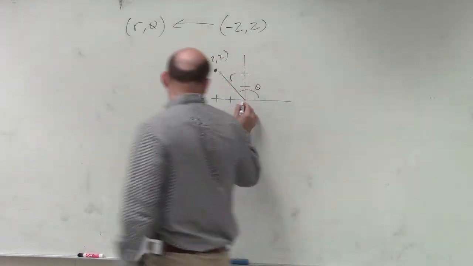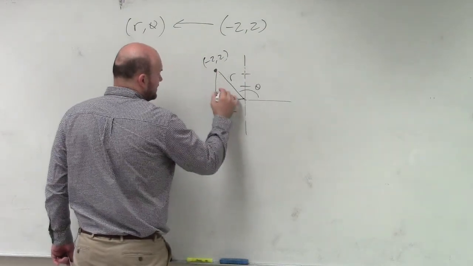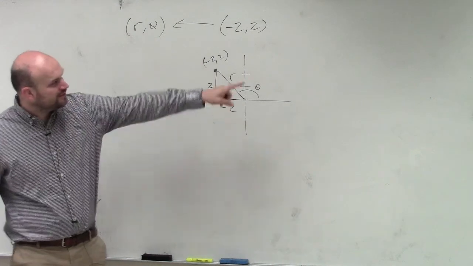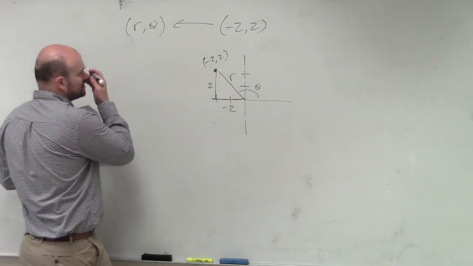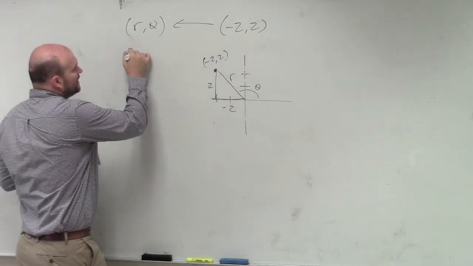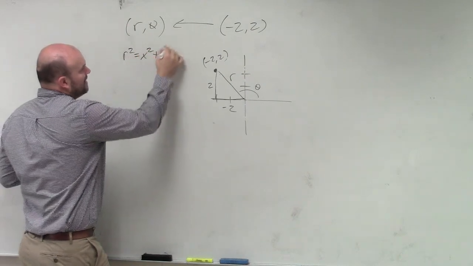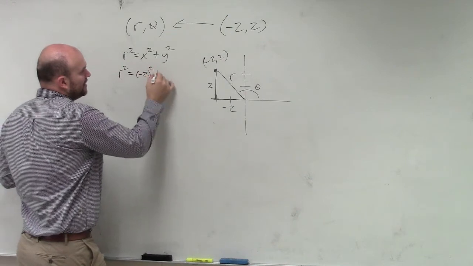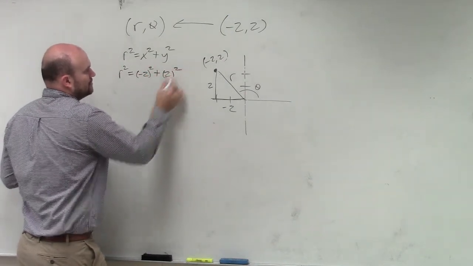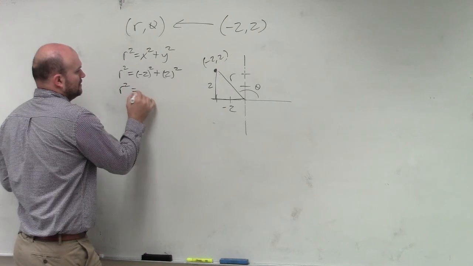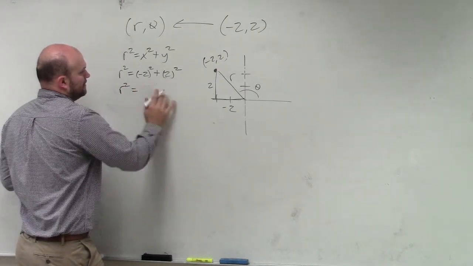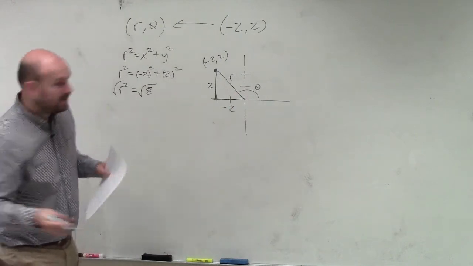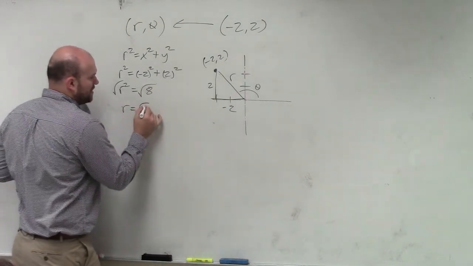So if I know that from here to here is -2, and from here to here is 2, do I have enough information now to find r? Of course I do. Oh, shoot, I erased the conversions. But anyways, we know that r squared equals x squared plus y squared. So r squared equals (-2) squared plus 2 squared. 4 plus 4 equals 8. Square root. Now you introduce the square root. Great. So r equals the square root of 8.